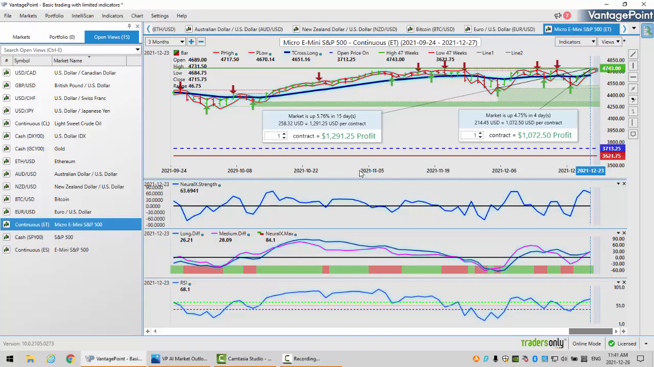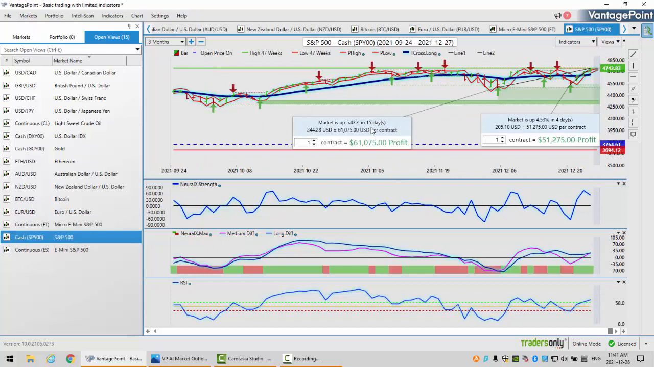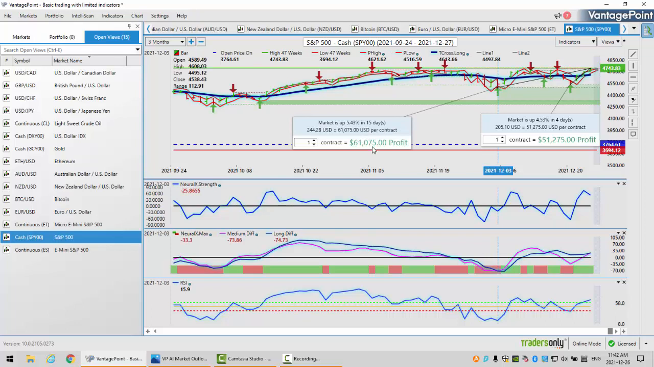But if we're looking at the overall S&P 500 for the month of December, we can see that if you just bought and held at the beginning of December on a single contract, you're up $61,075.